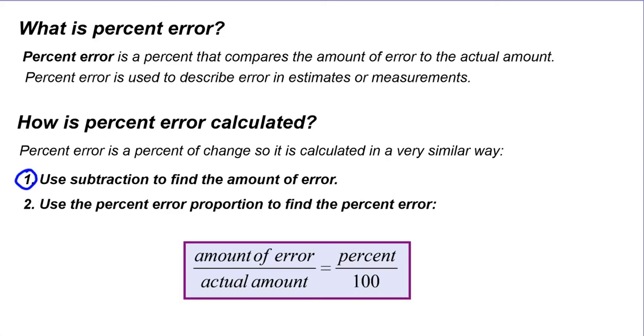Again, the first thing we're going to do is use subtraction to find out the amount of error. How far off were we on our estimate or our measurement? And then we're going to use this proportion to find the percent error. So again, it's a very similar proportion, but this left-hand ratio is slightly different. This is the amount of error, or kind of like the change, and this was the actual amount.